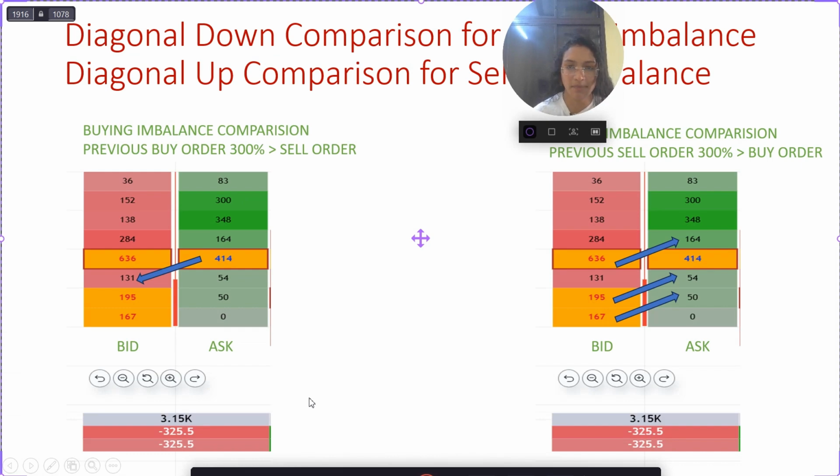This is premium content. Don't take it lightly. This is really premium content, so use it to learn completely. Please write down some notes, because in future videos when I refer to imbalance, you have to understand what imbalance is.